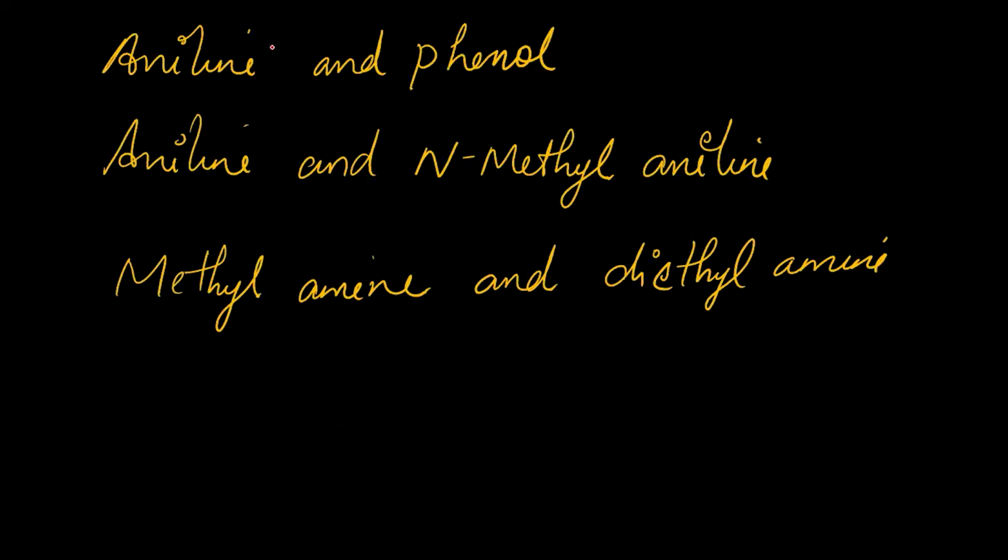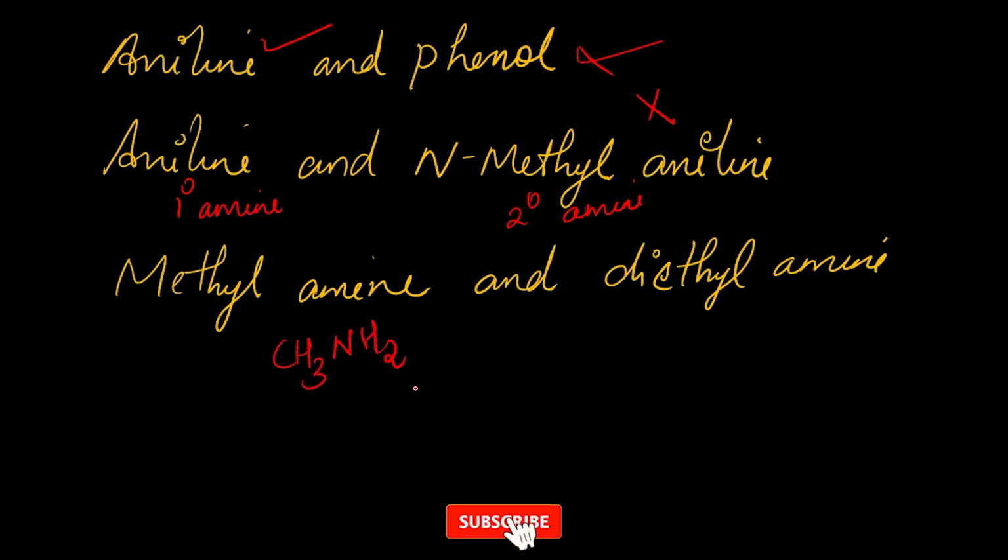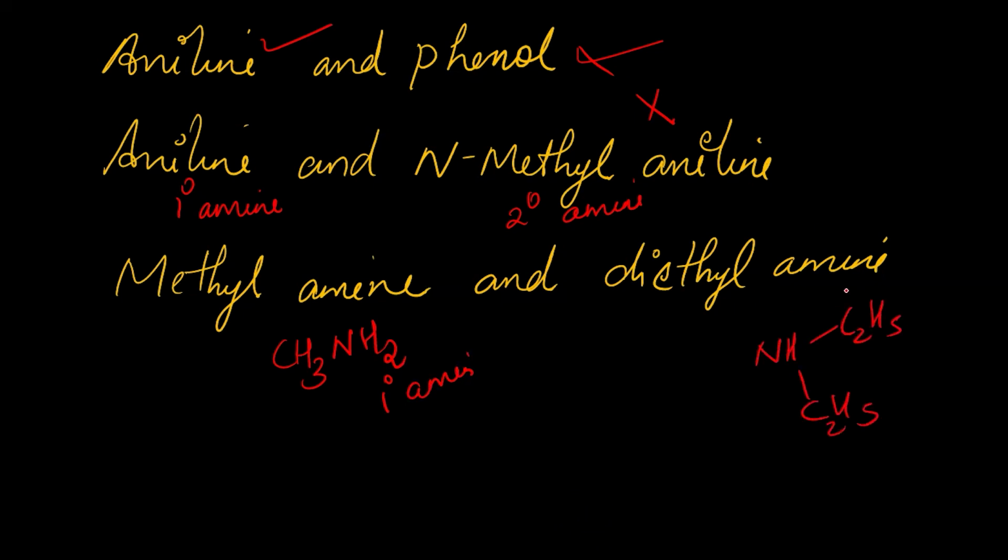Very important: you can distinguish between aniline and phenol. Aniline will give the carbylamine test, phenol wouldn't. And aniline and N-methyl aniline: aniline is a primary amine, and only primary amines will give this test. N-methyl aniline is a secondary amine, so it would not give this test. Then methylamine, CH3NH2, is a primary amine, and diethylamine is a secondary amine, so it will not give the carbylamine test. Methylamine will give the carbylamine test.